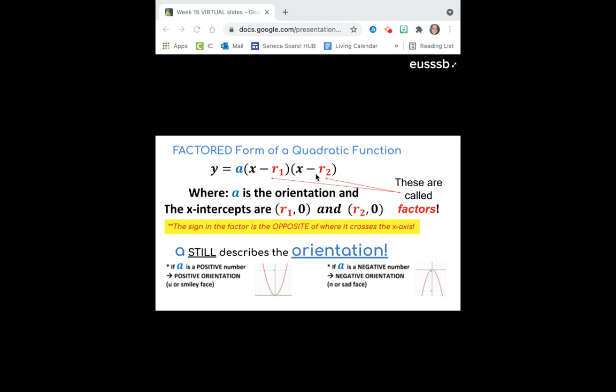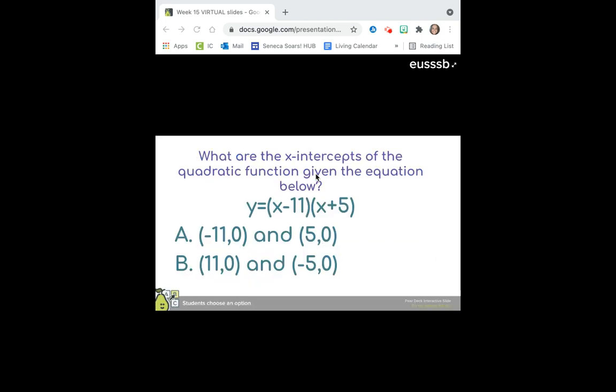So anytime you see your equation like this, it's going to tell us what the orientation is and where the x-intercepts are located. And remember that the sign in the factor is the opposite of where it's going to cross the x-axis. So let's look at this example. What are the x-intercepts of the quadratic function given below?